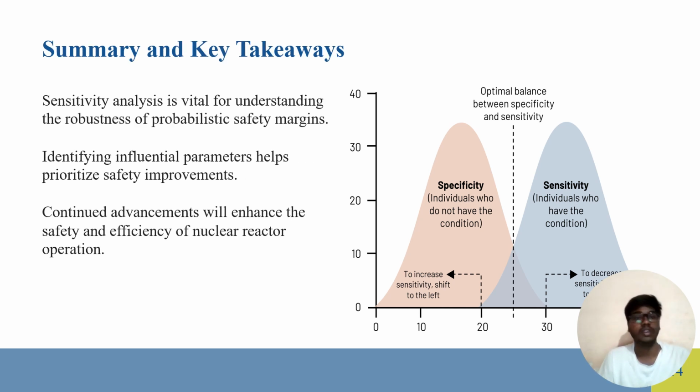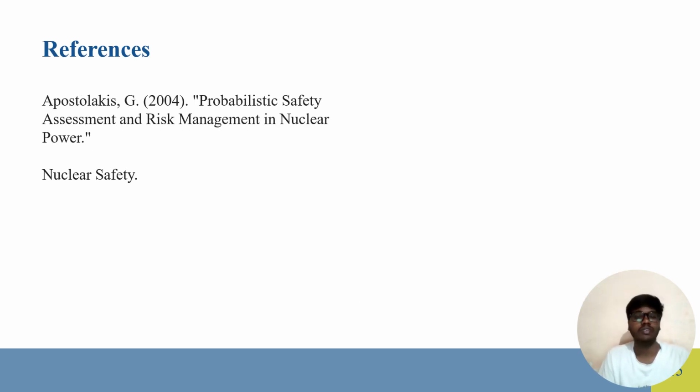Now the summary and the key takeaways: sensitivity analysis is vital for understanding the robustness of probabilistic safety margins, and identifying the influential parameters helps prioritize the safety improvements. Continued advancement will enhance the safety and efficiency of nuclear reactor operation. And then some of the references, like probabilistic safety assessment and risk management in nuclear power and nuclear safety.